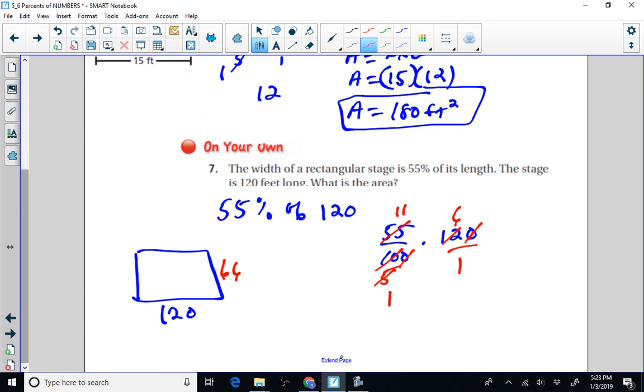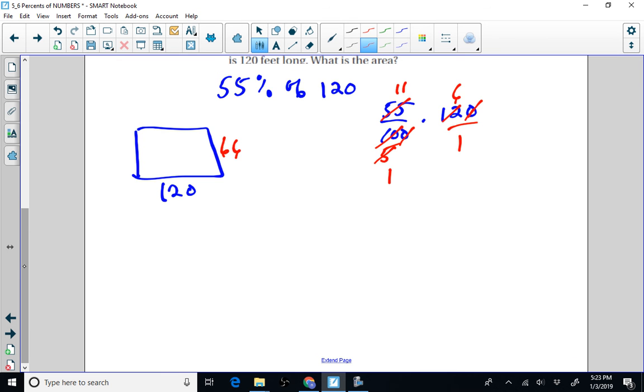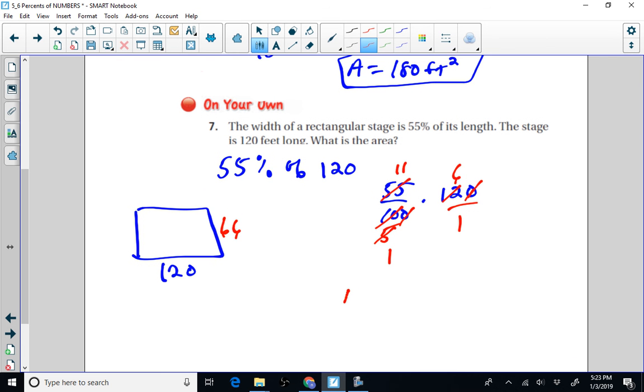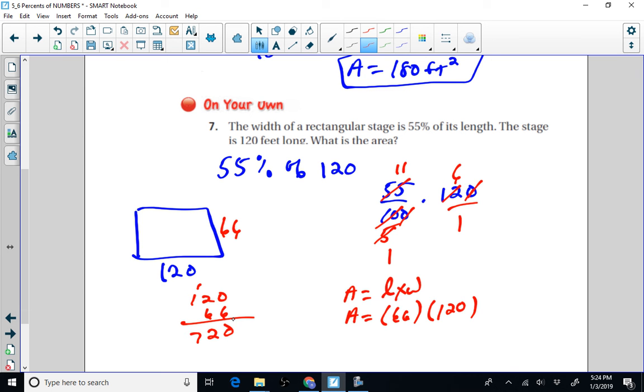Then I can use the area formula to find the area. Area is equal to length times width. Area is going to be equal to 66 times 120. So 66 times 120, I'll do that over here. 120 times 66. 6 times 0 is 0. 6 times 2 is 12. Carry the 1. 6 times 1 is 6, 1 is 7.